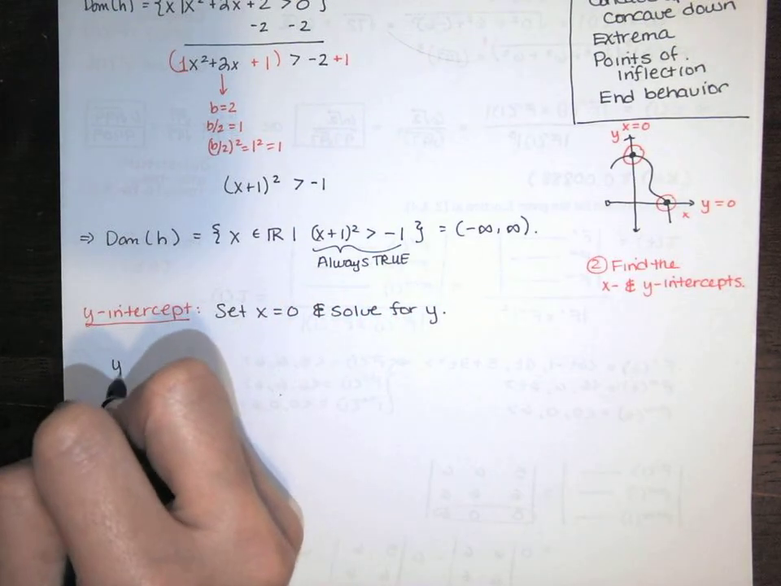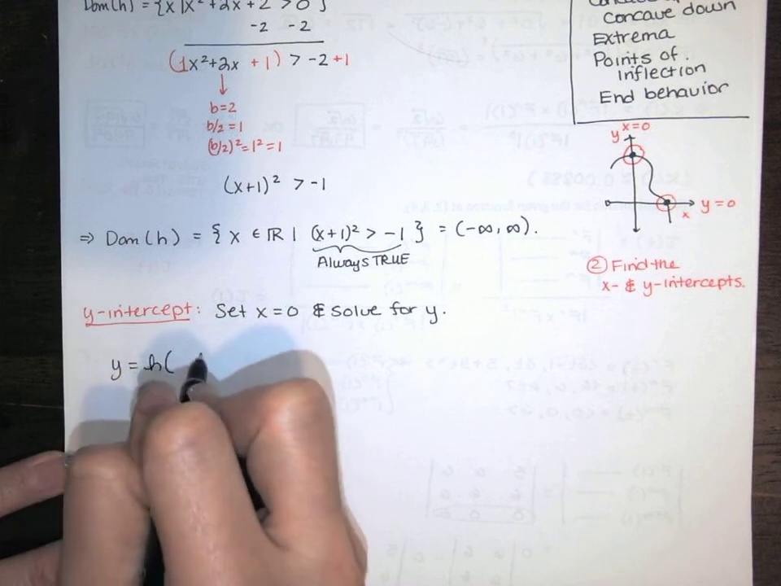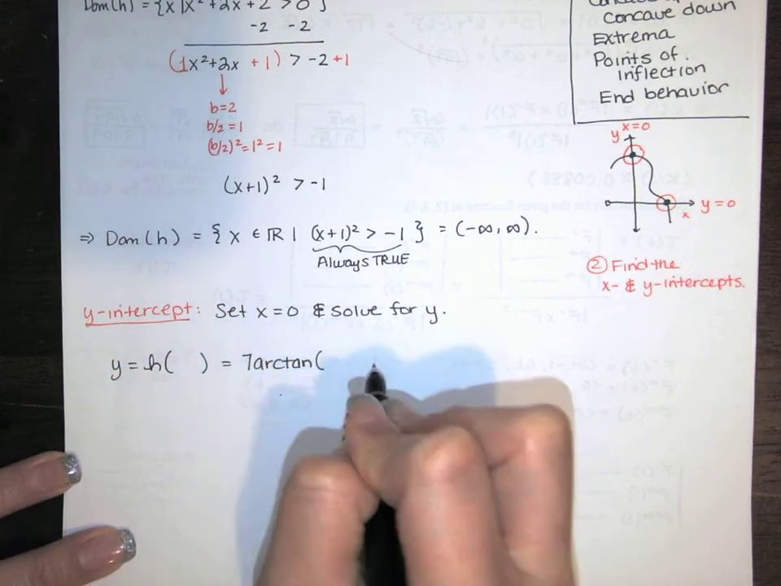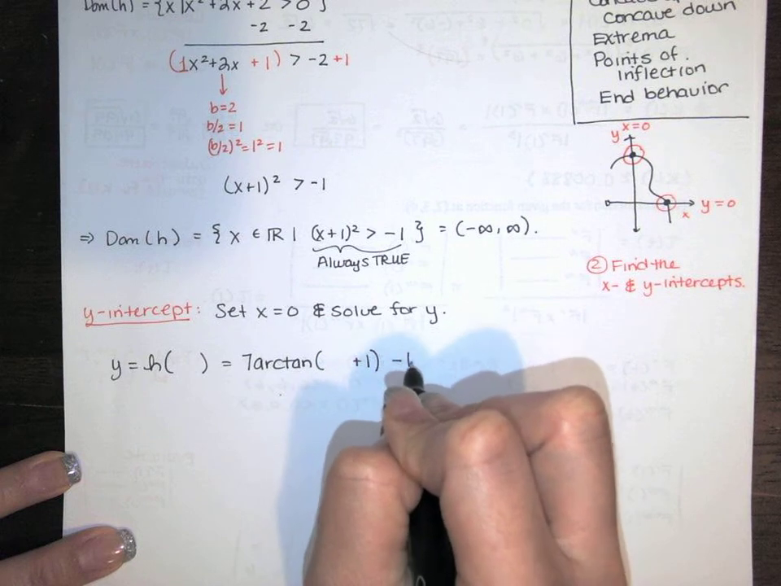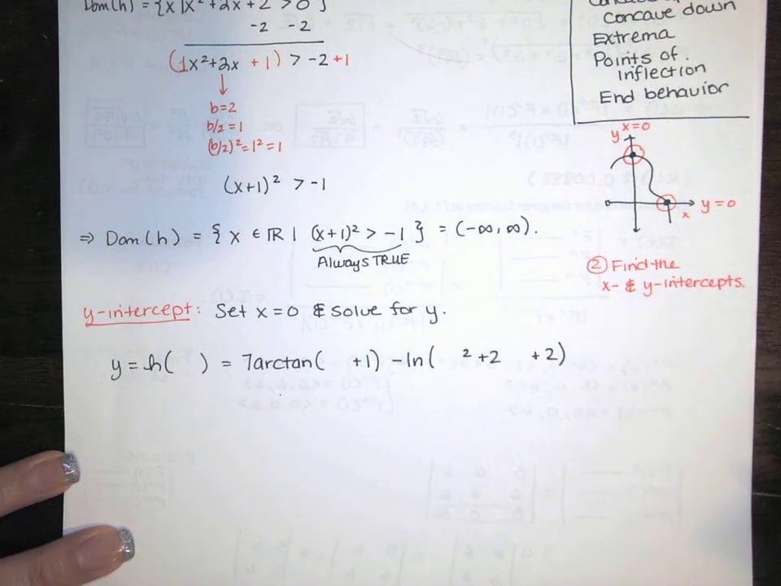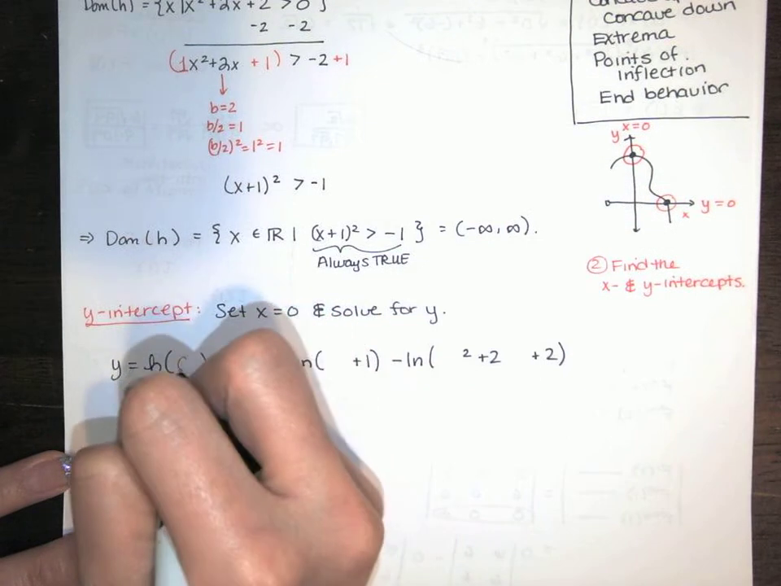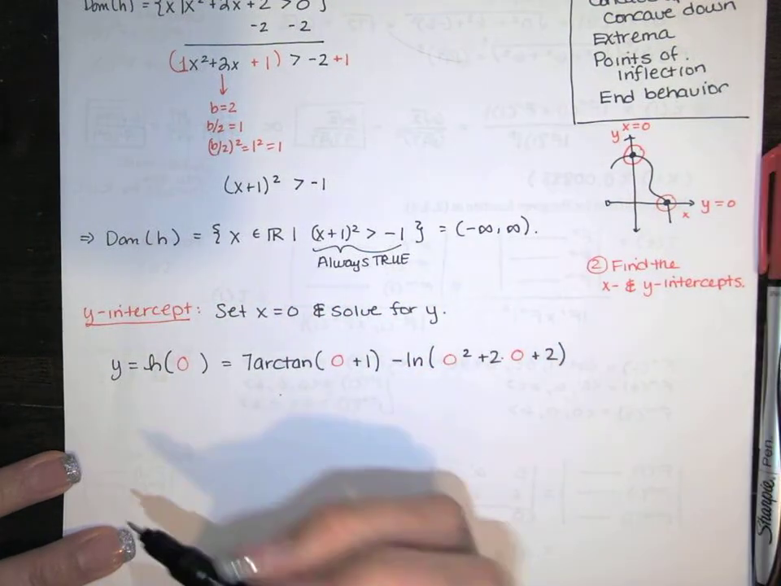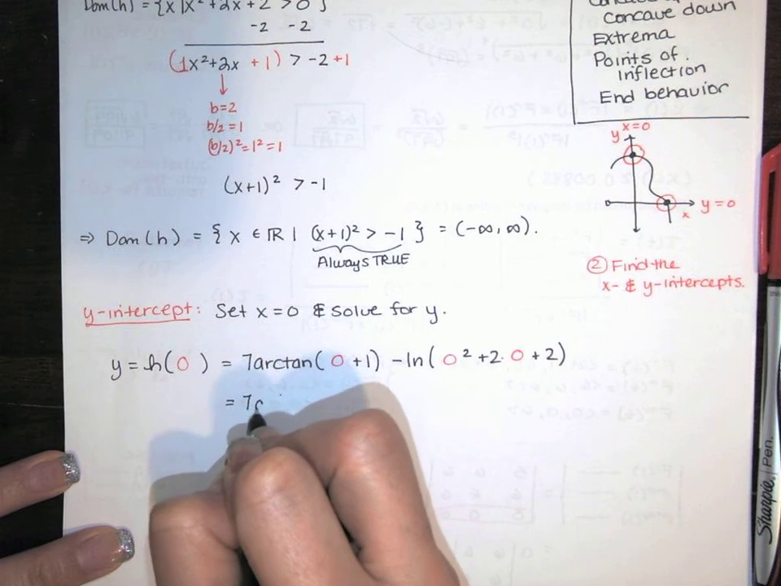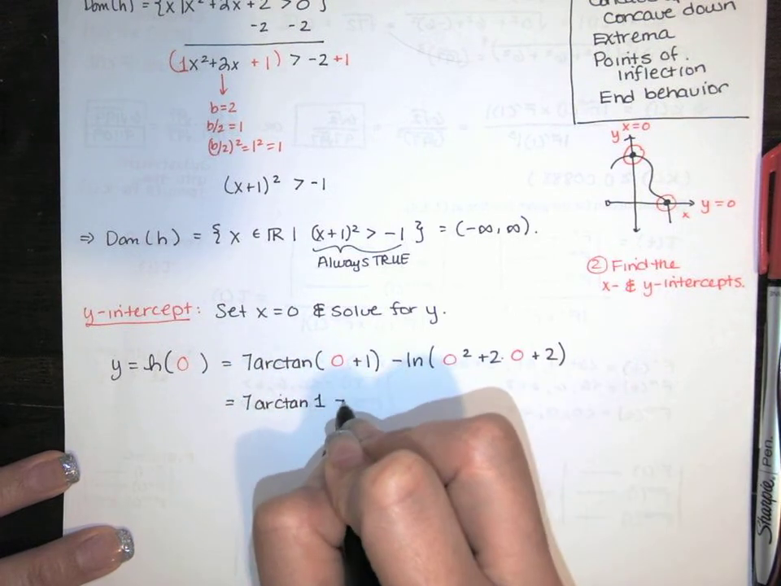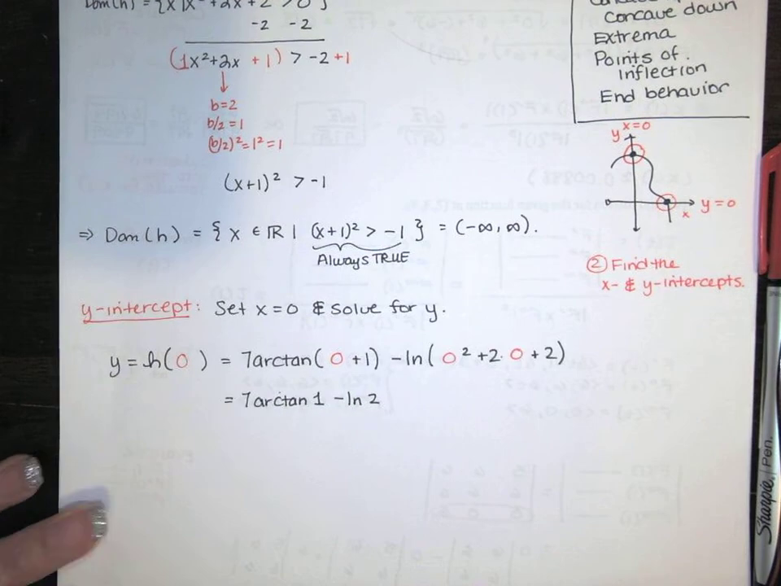So we have y is equal to h of 0. So that's 7 times arctangent of 0 plus 1 minus natural log of 0 squared plus 2 times 0 plus 2. I'm replacing all of my x's with 0. And this gives me 7 times arctangent of 1, and of course a negative natural log of 2 over there.